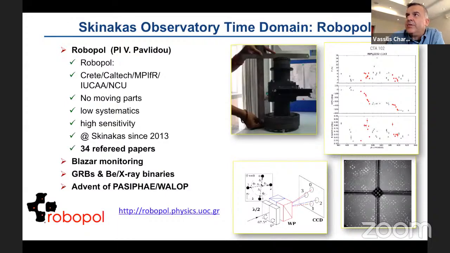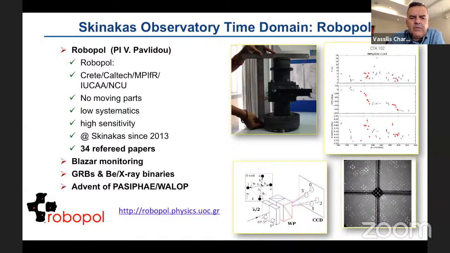If we go to time domain, there was work done in the past by colleagues here following quasar monitoring for many years. But more recently, since 2013, we installed the RoboPol instrument, which is a four-channel polarimeter with no moving parts and very, very low systematics. It has already produced 13 refereed papers, and it was a collaboration between us, Caltech, Max Planck in Bonn, and India and Poland as well.